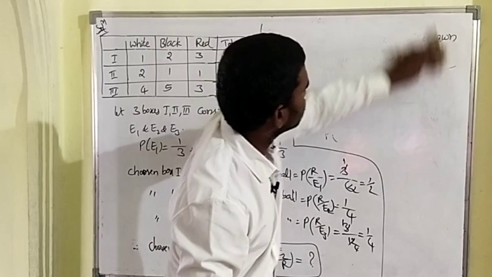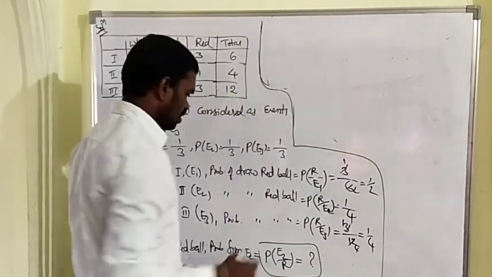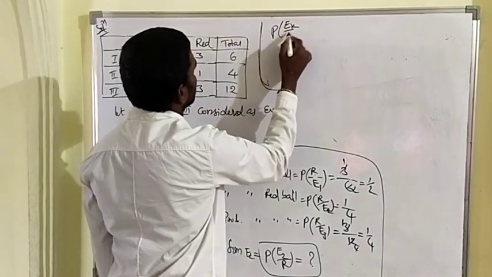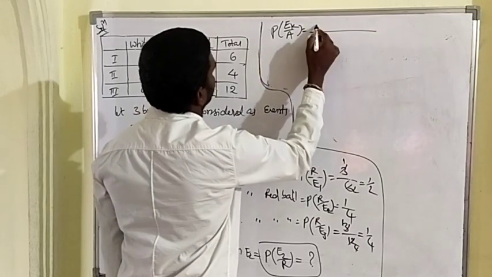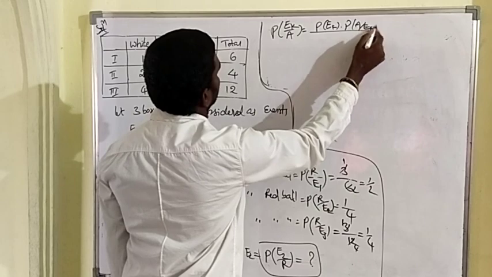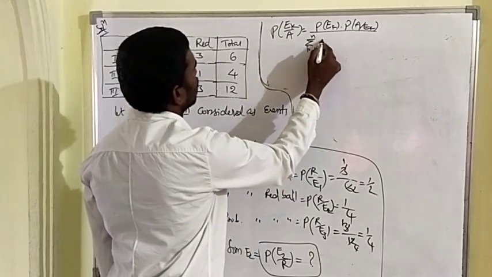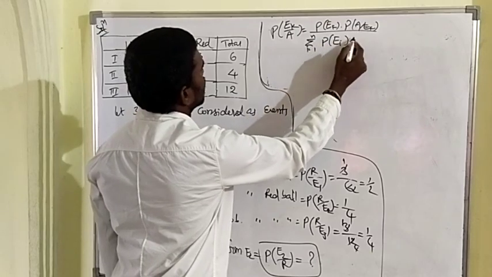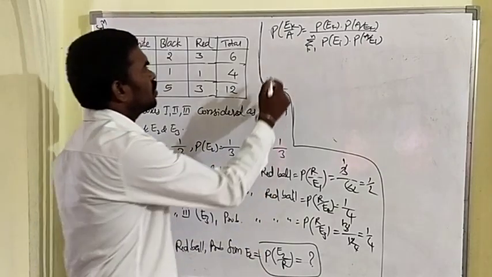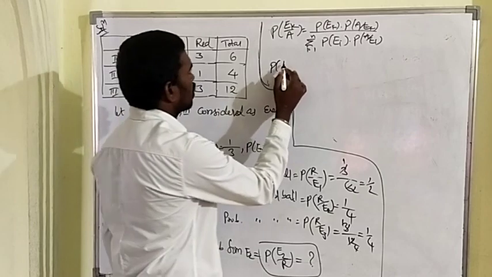Okay, good. So now from here onwards I will explain. Again, first I am writing Bayes theorem. Bayes theorem: P of Ak by A is equal to probability of Ek into probability of A by Ek, by summation i equal to 1 to n, probability of Ei into probability of A by Ei. I just wrote Bayes theorem. So using Bayes theorem, I'm going to find the probability of E2 by R.